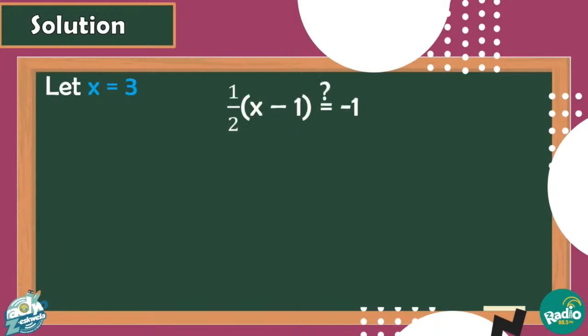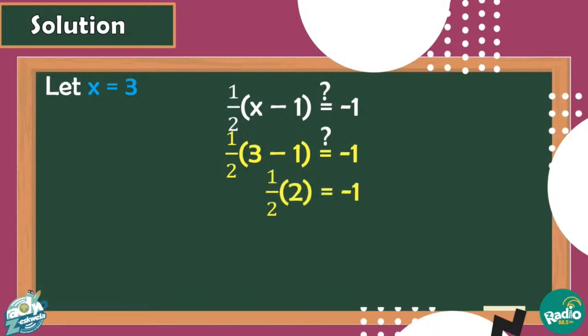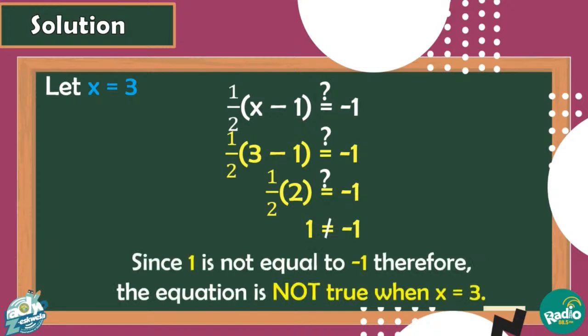How about when x is equal to 3? Simply substitute the value of 3 to our given equation. The given equation becomes 1/2 times the quantity 3 minus 1 is equal to negative 1. And after simplifying, we got 1/2 times 2 is equal to 1. To further simplify this one, the result now is 1 is equal to negative 1. Since 1 is not equal to negative 1, therefore, the equation is not true when x is equal to 3.